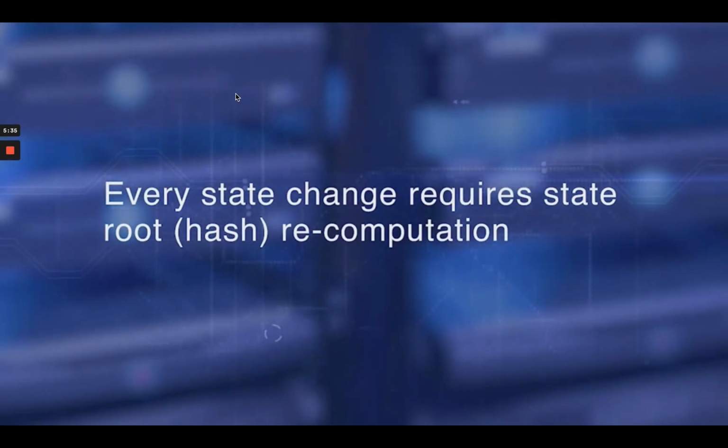Remember the advantage over flat versus tree representation. If any transaction is to be verified, only one path through the tree has to be checked. You don't have to go through the entire set of transactions. Smart contract execution in Ethereum results in state transitions. Every state change requires state root hash recomputation.